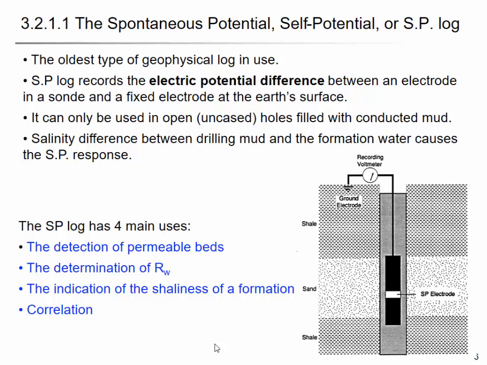And the salinity difference between drilling mud and the formation water causes the SP response. And this SP log has four main uses: detection of permeable beds, so it can differentiate the shale, impermeable, and permeable beds; the determination of Rw, where we use R as the resistivity, so the formation water resistivity; an indication of the shaleness of a formation; and the correlation to the porosity and hydrocarbon content.